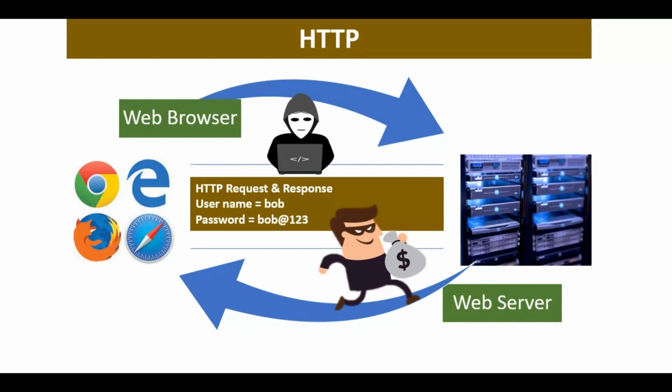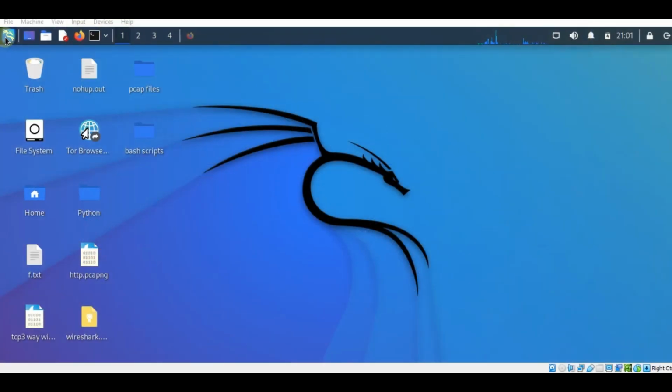Now here you can see the HTTP request and response in clear text. The username and the password are in clear text. So now we will see how this is possible. We will analyze HTTP packets through Wireshark. So we'll open Wireshark.